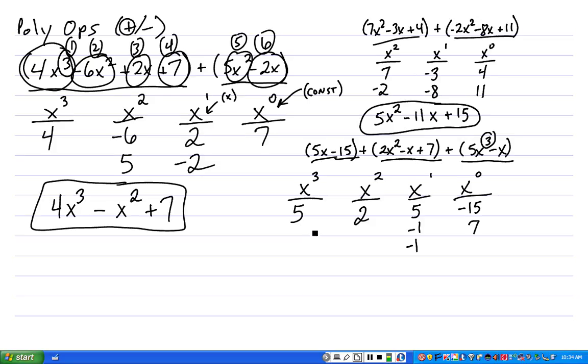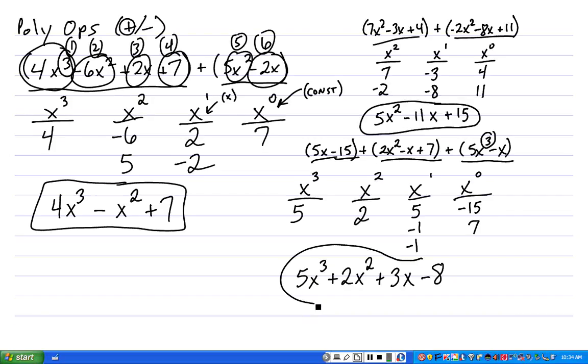No x to the thirds other than this 5, so I can bring it down, and that's simply 5x to the third. No x squares other than this 2, so I can just bring it down, and it's a positive 2x squared. Now my x's, I say 5 minus 1 is 4, and then 4 minus 1 is 3, and it's a positive 3, so plus 3x. And then for my constants, my x to the zeros, I have a negative 15 plus 7, which is a negative 8. And there you have your final answer.